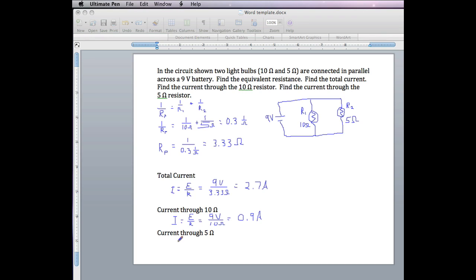If you're looking at the 5 ohm resistor, again, we'd use Ohm's law. Again, it's the 9 volts that is across the 5 ohm resistor. Now we're talking about only the 5 ohm resistor, so the 5 ohms goes in the denominator. When you divide that, you get 1.8 amps.